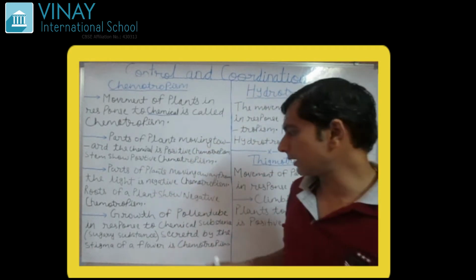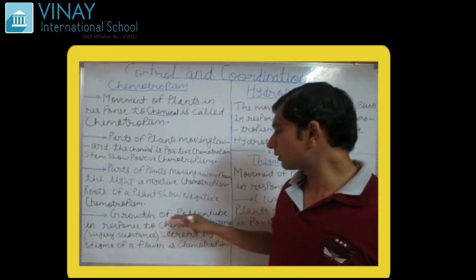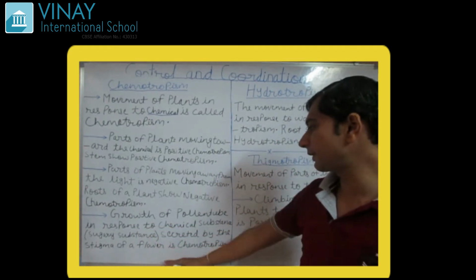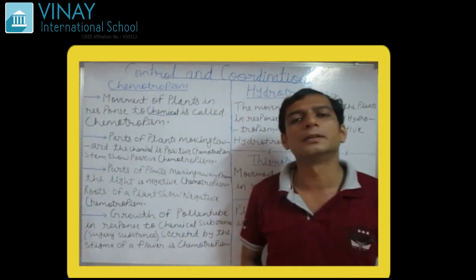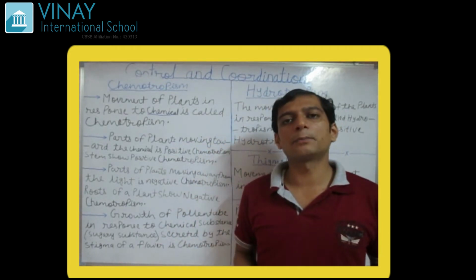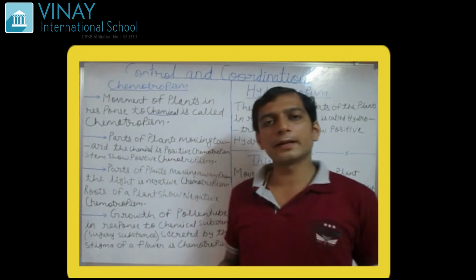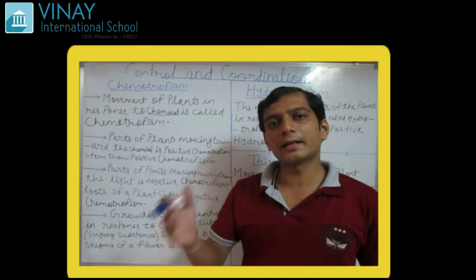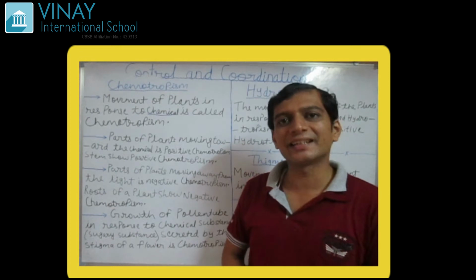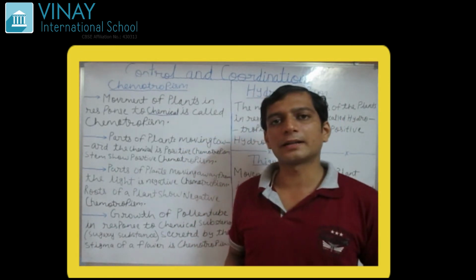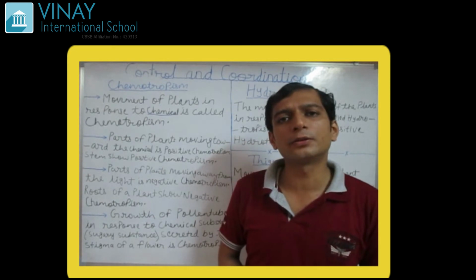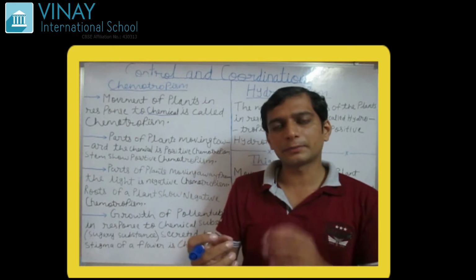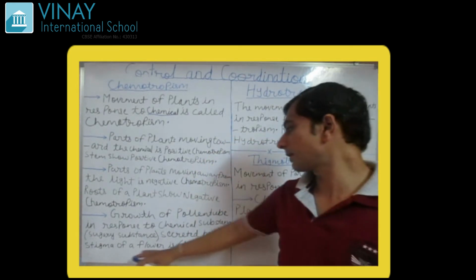But I want to tell you the important example. Growth of the pollen tube in response to chemical substances secreted by the stigma of a flower is chemotropism. Whenever the pollen tube grows, when do they grow? Whenever some chemical is secreted to attract the pollen grains. There is some chemical secreted by the stigma.